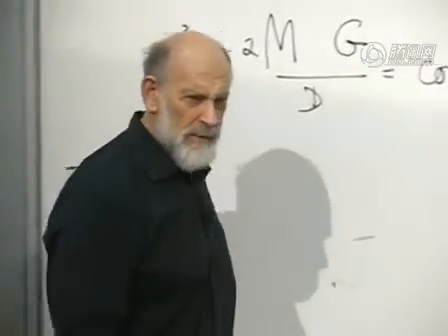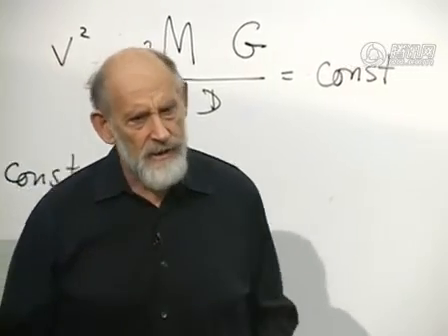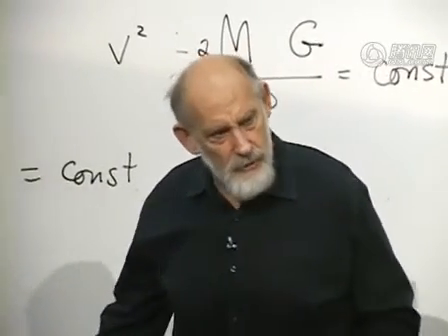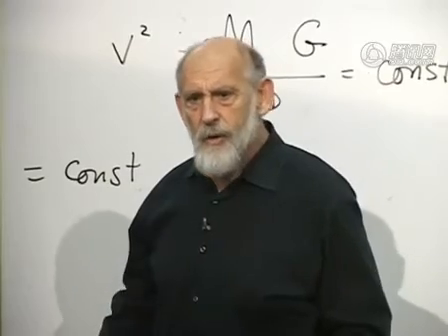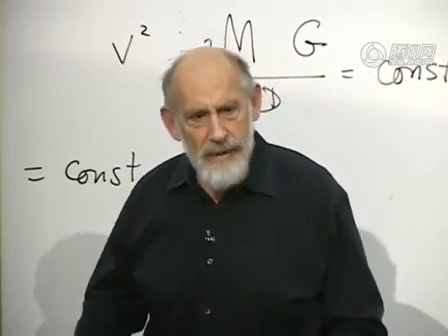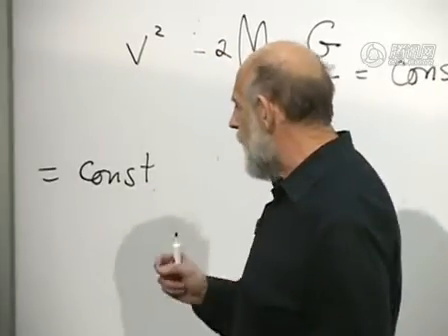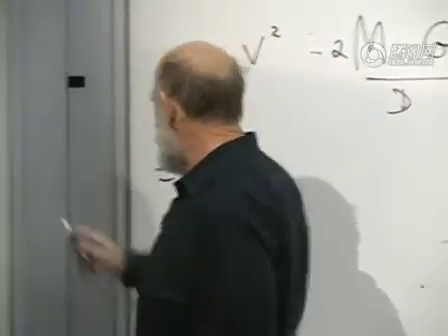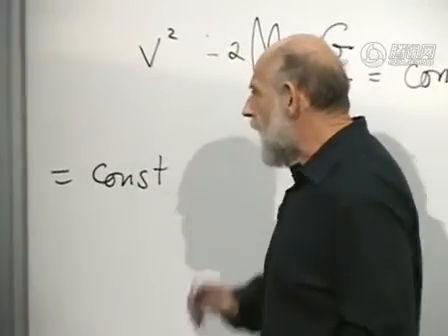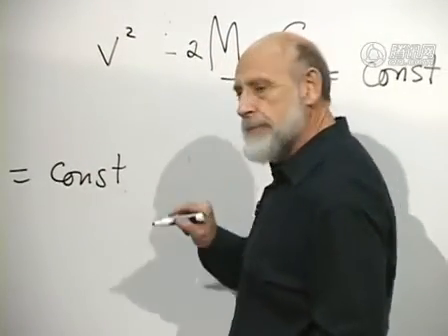Now, wait a minute. I said it's constant. How can it depend on x squared? What did I mean by constant? I meant that it doesn't change with time. For each x, it doesn't depend on time. But in order for this equation to make sense, this constant must also be proportional to x squared.